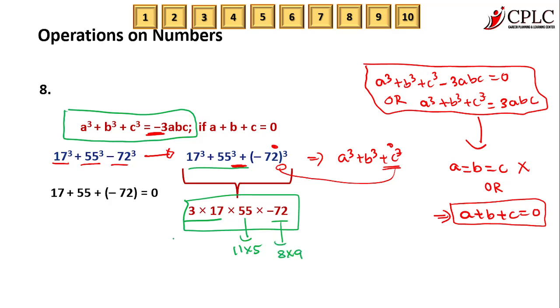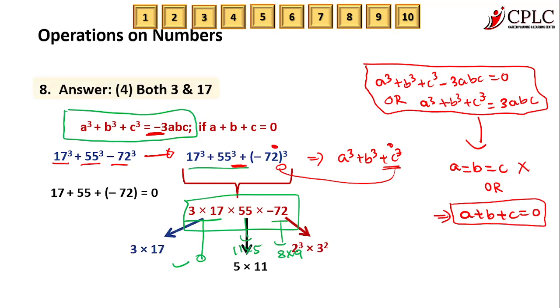Now the options are, the first option is both 7 and 13. I cannot find 13, so that is off. Then 3 and 13. Again, I cannot find 13. Then 17 and 7. I can't find 7 here. Then there is 3 and 17. And yes, I think this is where it is going to be matched. So the entire expression is going to be divisible by 3 and 17, which is answer option 4 for this particular question.